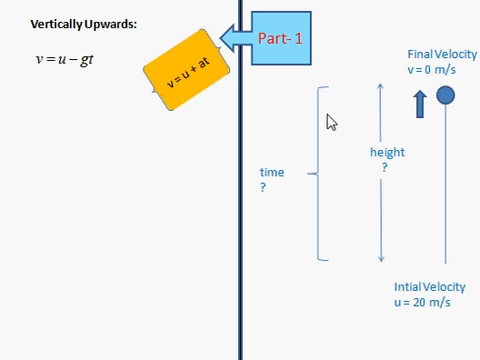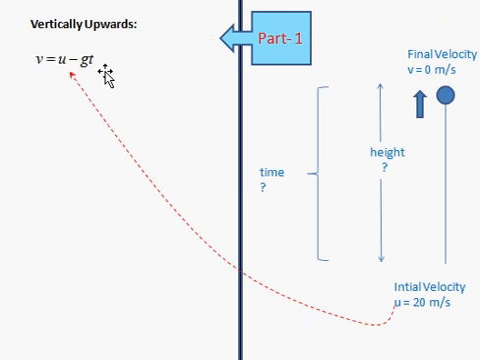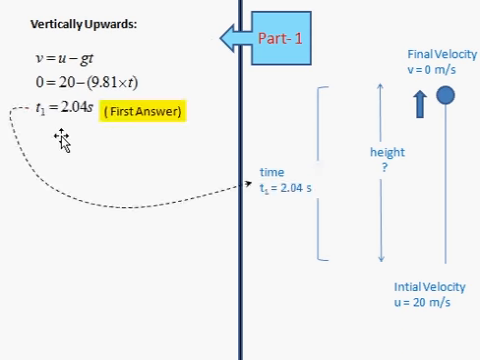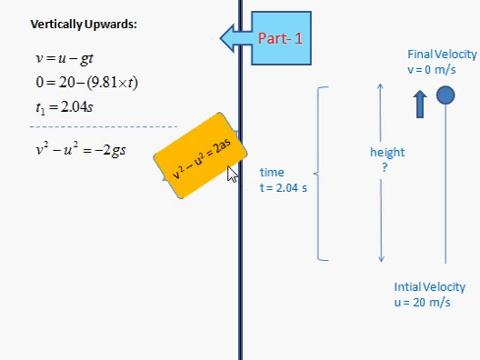Now, calculating the time, I am using the rectilinear motion formula, and I am modifying that with respect to gravity, substituting all the given data. I find t equal to 2.04 seconds. That is the time taken by the ball to reach the maximum height.